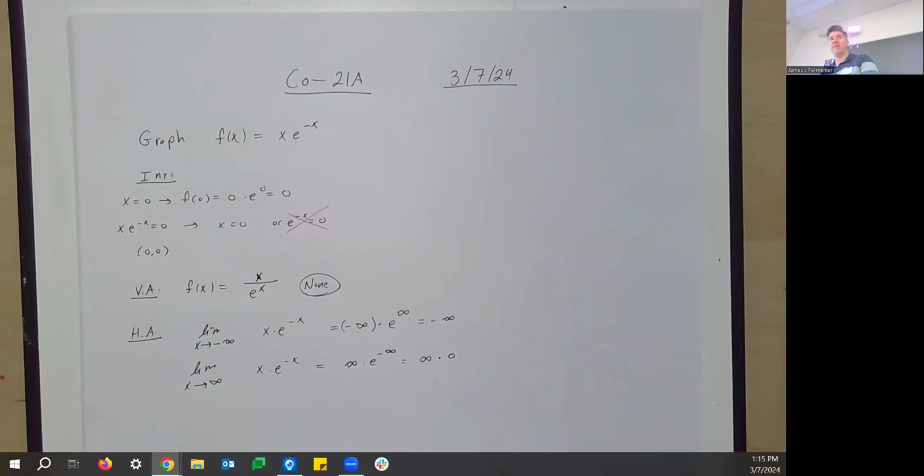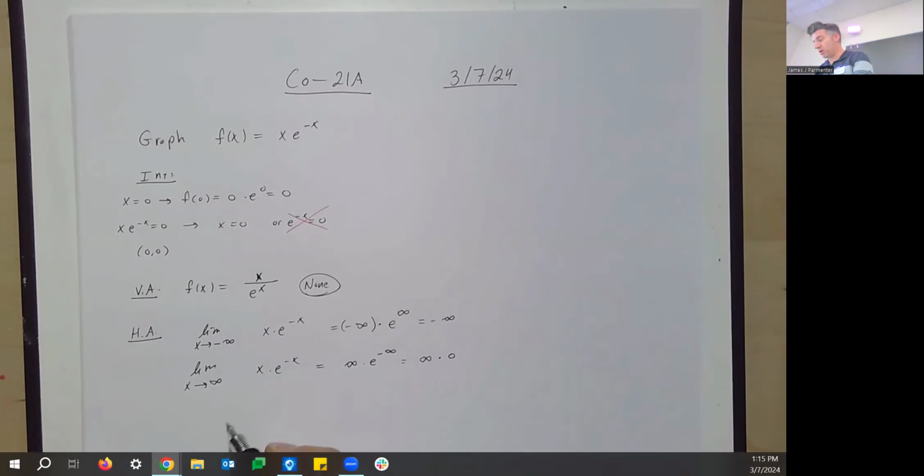I don't want to say I really have times 0, because I don't. I have multiplication by a number that's getting closer and closer to 0. But the number over here is getting really, really big. So what's the deal? This is actually where you would need to use L'Hopital's rule.